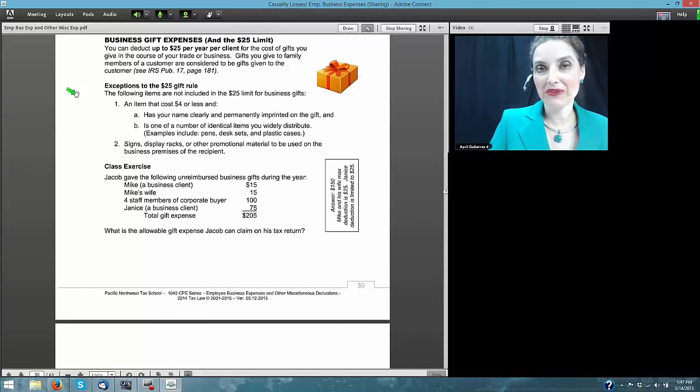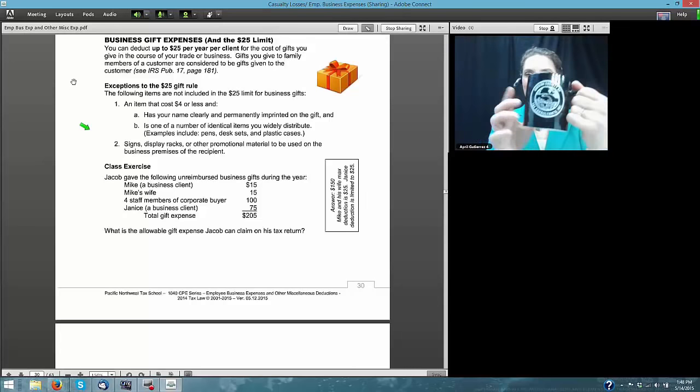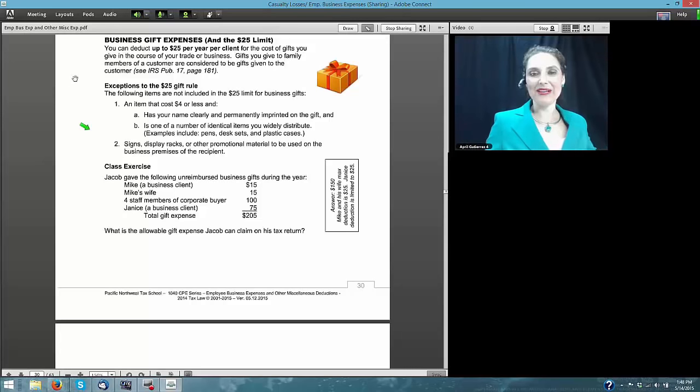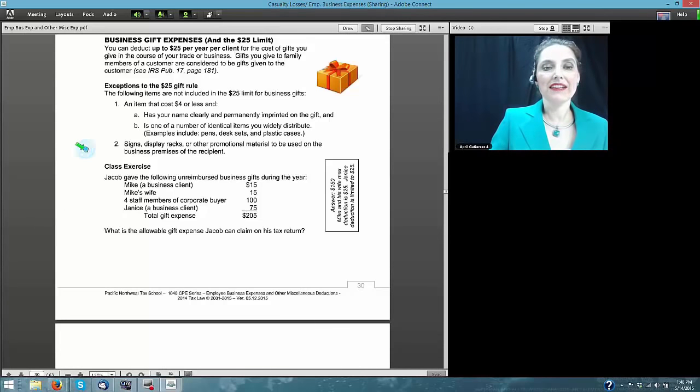There is an exception to this $25 a day gift rule, and here it is. You give the person an item that costs $4 or less, and it has your name clearly imprinted upon the gift, and it is one of a number of similar items that you widely distribute. For example, pens, desk sets in plastic cases, coffee cups with the company name on them, right? Those are the types of things that can be given away, and the gift limit of $25 a year would not apply. Also, signs, display racks, or other promotional material to be used in the business premises of the recipient.